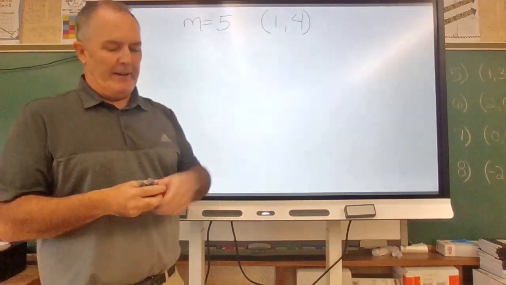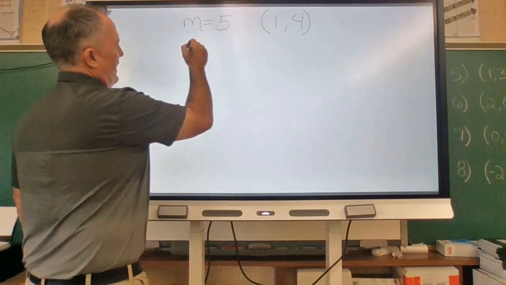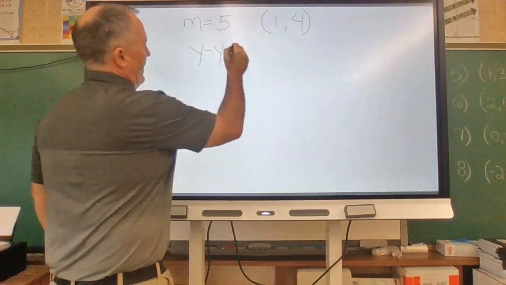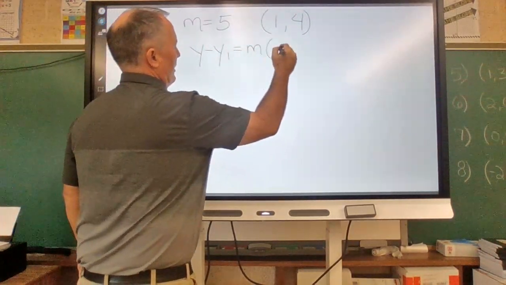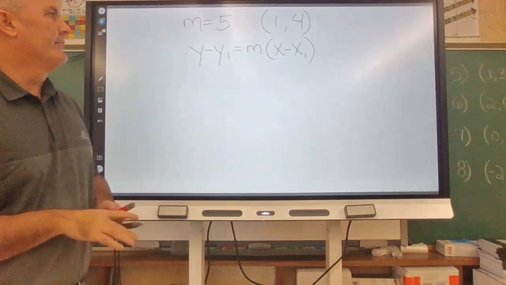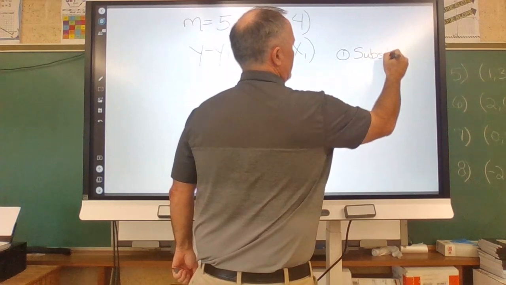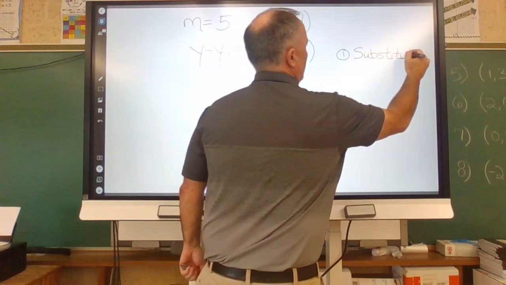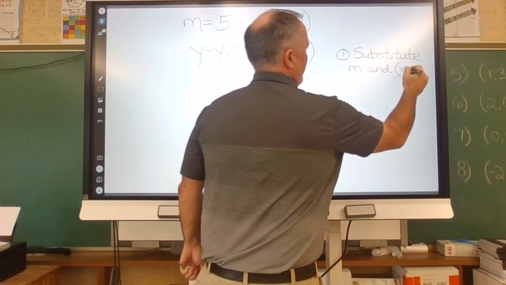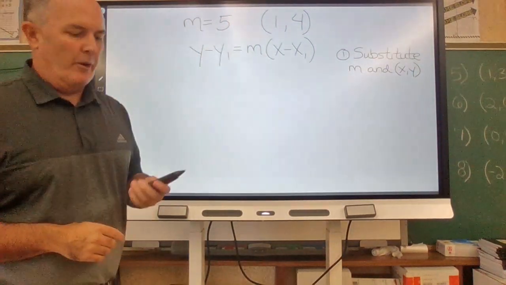So we're just going to take this information, and the first thing we're going to do is substitute it into the equation. Now, you want to start out by writing the equation out every time, so that you get to know the equation, and it makes it much simpler to plug in information, because you know exactly where it's going to go. So first step, substitute. We're going to substitute our m and our x and y. We're going to plug this information into the equation.